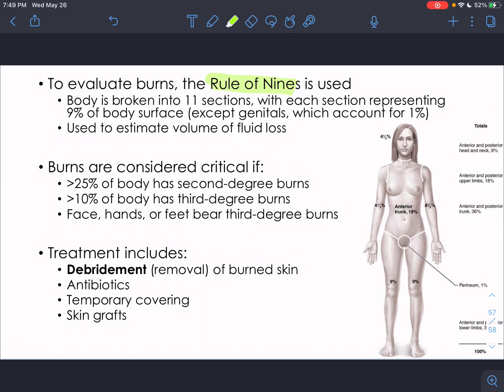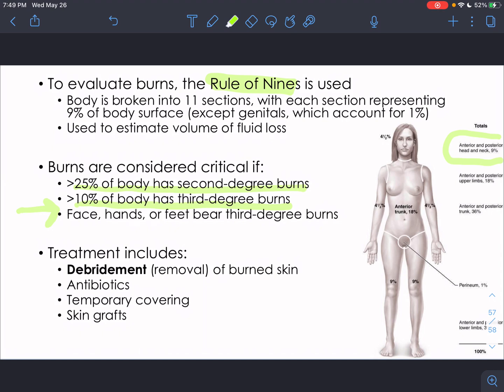Okay, so the image here kind of shows front and back of the head and neck is 9%, each arm is 9%, anterior trunk, legs, you can see there. Burns are considered critical if over 25% has second-degree burns, over 10% has third-degree burns, or if your face, hands, or feet have third-degree burns. Okay, because those are areas that we really need to use.